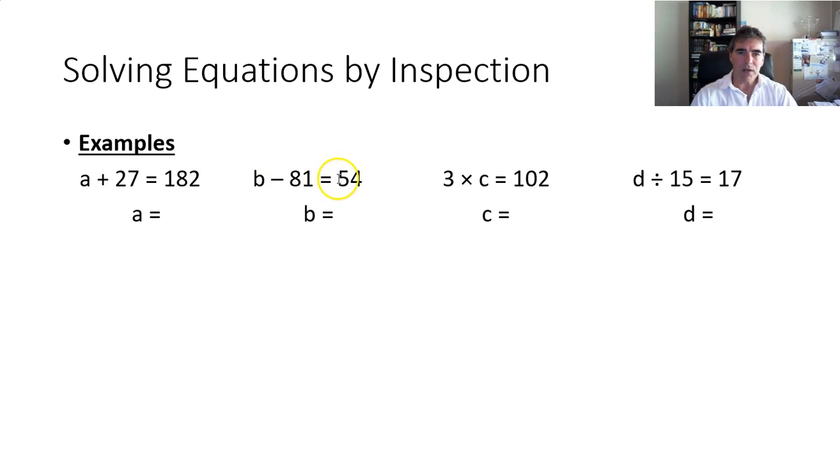Something minus 81 equals 54. Again, if you know your shortcuts, you can work that out pretty quickly. And 3 times something is 102. Something divided by 15 equals 17.